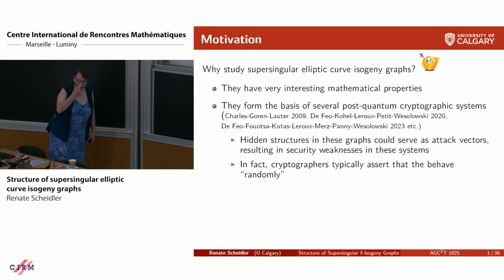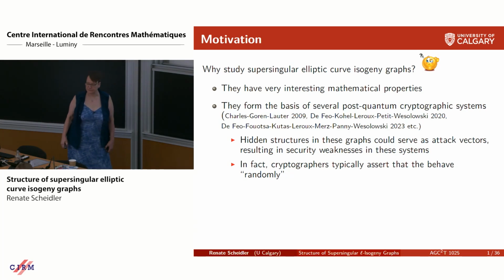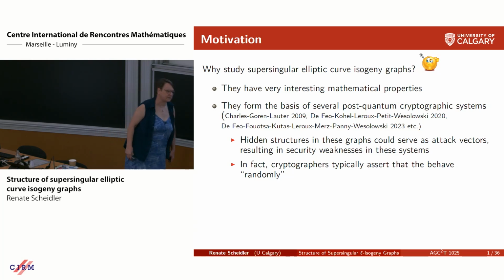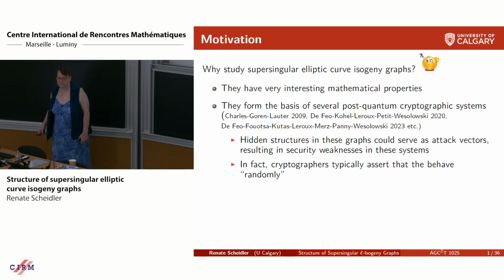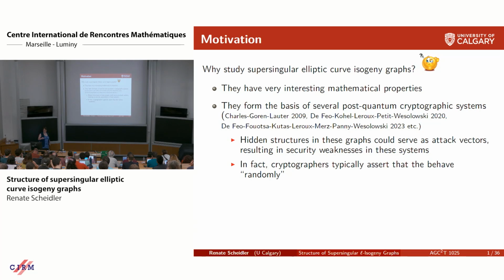When people analyze the security of these cryptographic systems, they often make the assumption that these isogeny graphs behave like random graphs, whatever that means. But if you want to do a good security analysis, you have to make these assumptions. Of course, if you find certain hidden structures or patterns in these graphs, then maybe they're not so random, and these could serve as attack vectors on these cryptographic systems. So I think it's important to really understand structural and other properties of these graphs to see if this is a justified assumption, or if there's structure in there that could be exploited by bad guys. So that's another reason to care about these things.